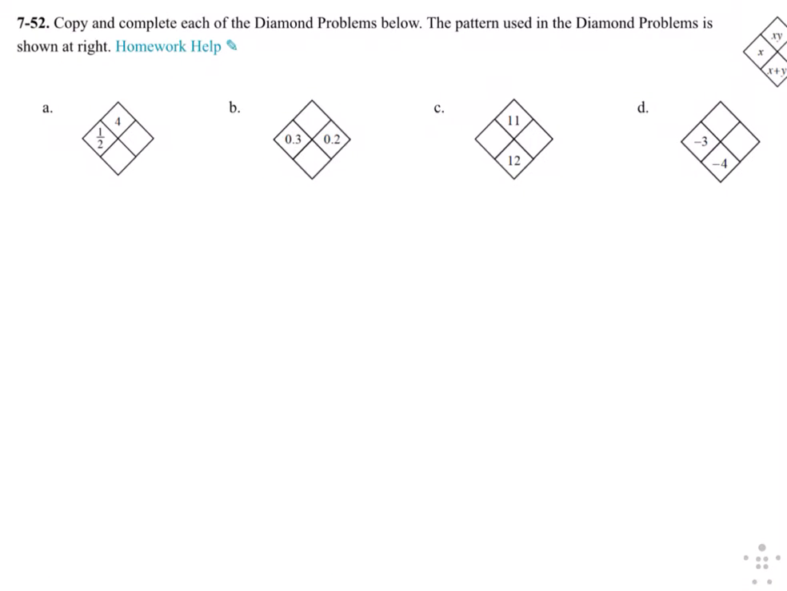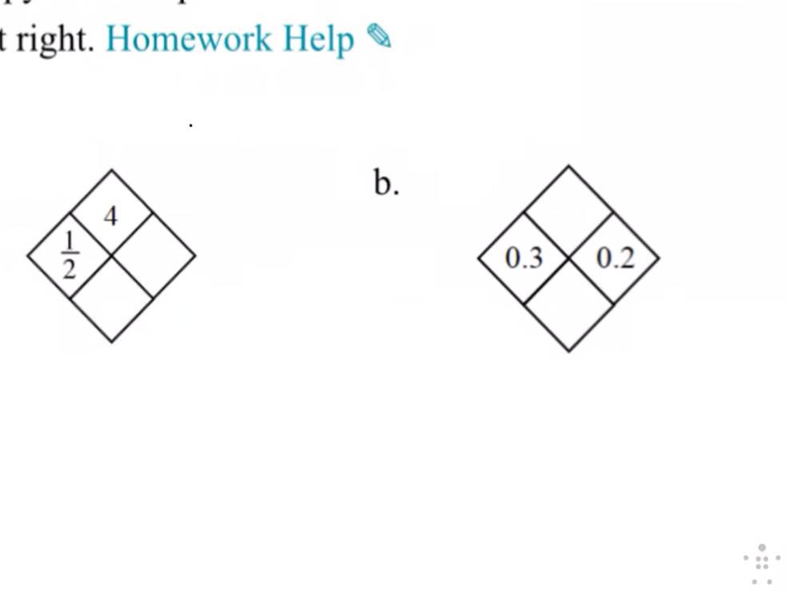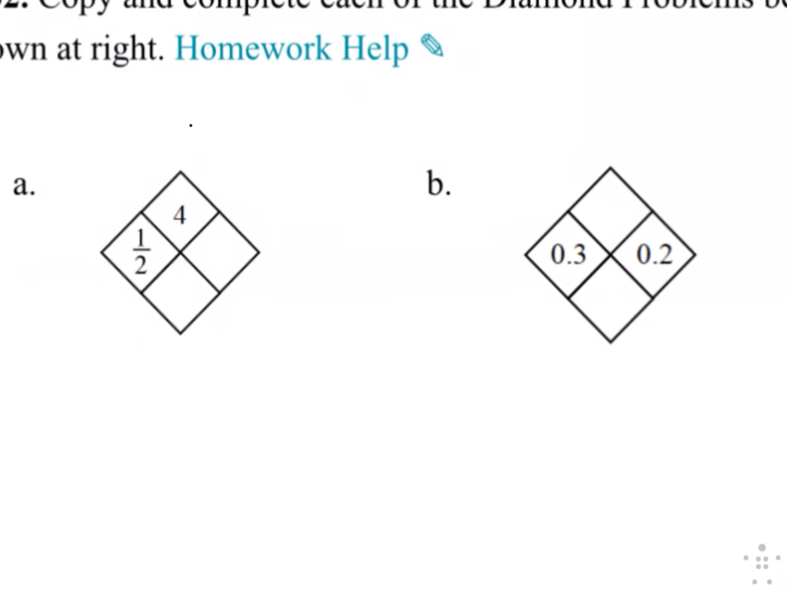Okay, diamond problem. So here we go. Let me make this bigger so I can do two at a time and we can film right in here. So A and B. So 1/2 times what, right? Times what here gives me 4. So 1/2 times 8 gives me 4. And then 1/2 plus 8 is 8.5, right?